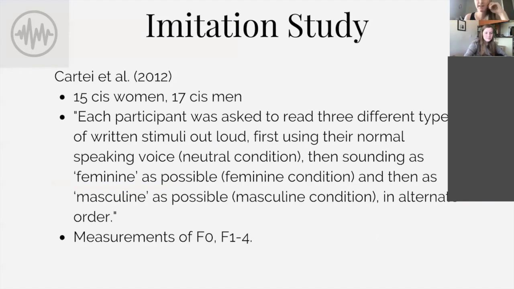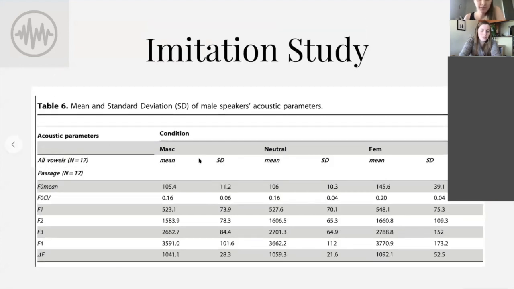There was a study done in 2012 where they asked a group of people, cis women and men, to read a passage, a variety of things, in the most feminine way, the most neutral way, and then the most masculine way they could. They took measurements of the fundamental frequency as well as the first through fourth formant. I'll just provide the results because I think it's interesting to look at. And in fact, I'll just focus on the cis men's results, what they're calling male. Let's just focus on the neutral and feminine conditions.